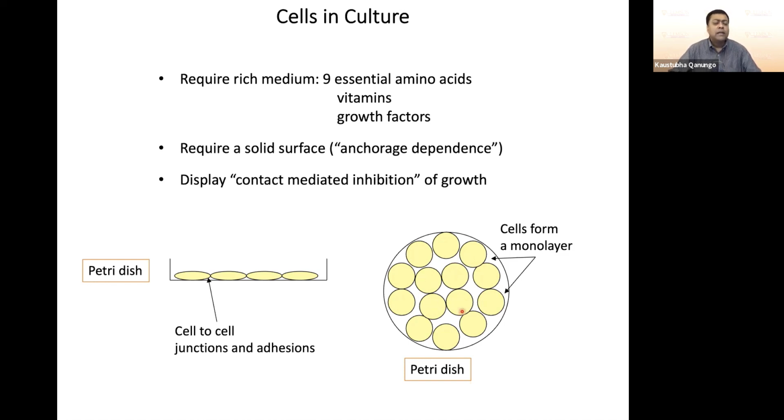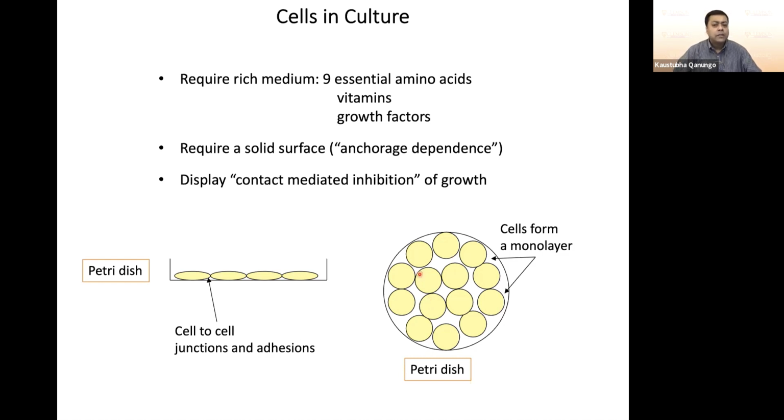So this is one of the things. But there are some exceptions. You remember that many of these cells could be of two different types. One is a primary cell type, which has a finite number of growth cycles.